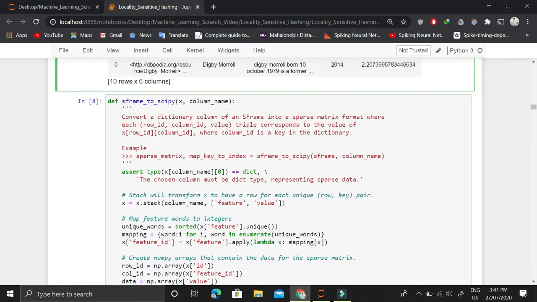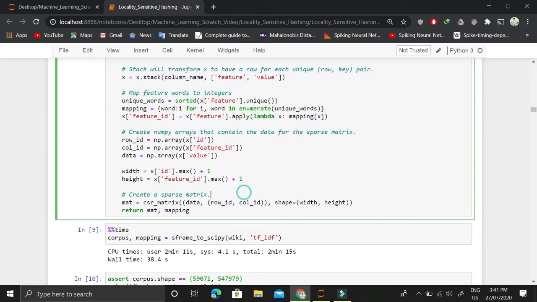Then this is a function to convert this data frame into a SciPy sparse matrix. This sparsity is in the documents. Usually documents are sparse because there are a lot of words which are not available, and very few words which are available in the document. So for a lot of features, there will be a value of 0 stored. So for memory efficiency, we use these sparse matrices.